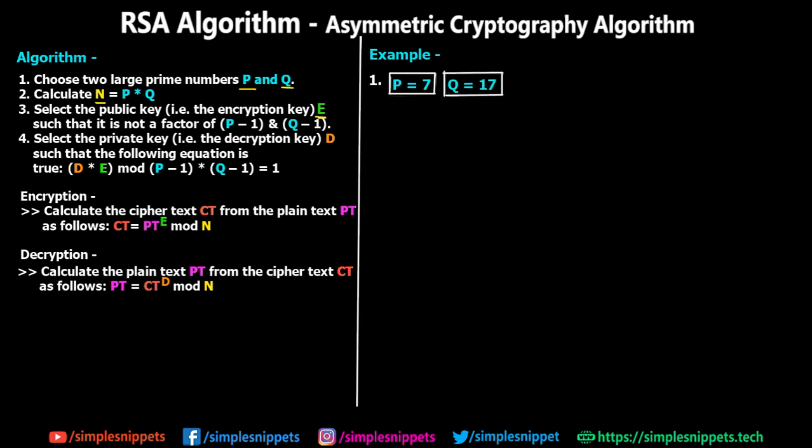According to step number 1, we are taking two prime numbers, P as 7 and Q as 17. These numbers are obviously not really large, because for simplicity we are going to perform all the calculations of the algorithm as well.